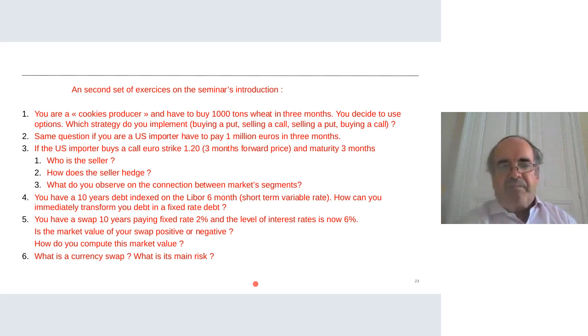You are a cookies producer. That's very good, a cookies producer. And you have to buy 1,000 tons of wheat in 3 months. You decide to use options. Which strategy do you implement? Buy a put, sell a call, sell a put, buy a call.